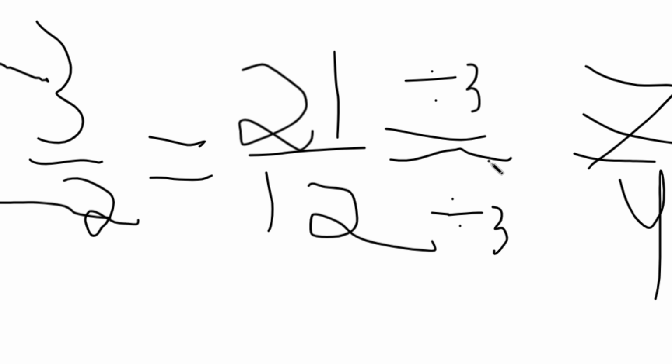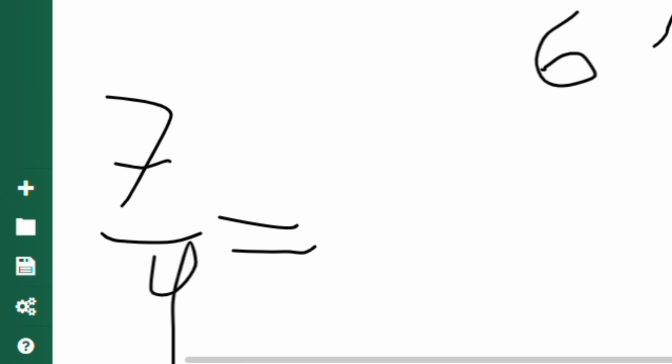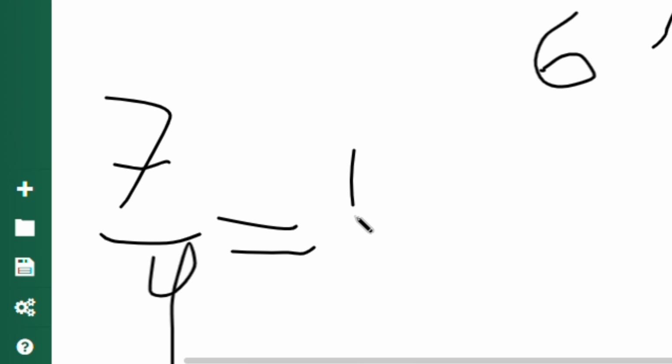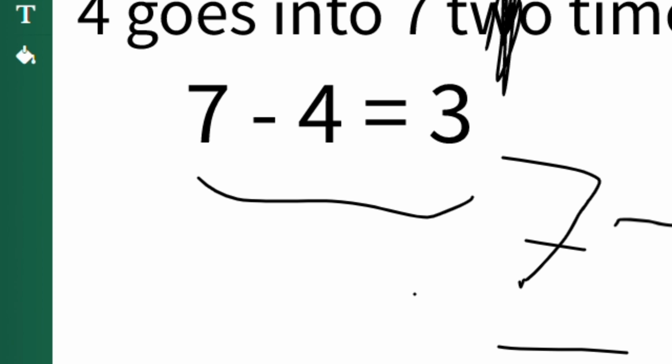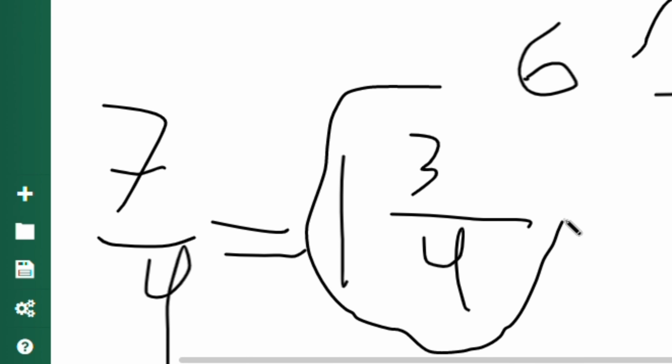So what we just did is we simplified. Now we're going to turn it into a mixed number. So 4 goes into 7 one time. Scratch that out, 1. So we're going to put a 1 over here. Then the remainder that's left over is 3, because 7 minus 4 is 3. Your final answer is 1 3/4. It cannot be simplified, and it's not an improper fraction.